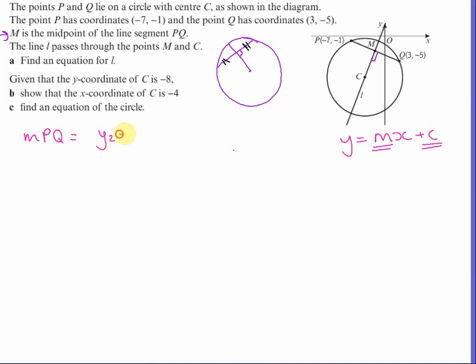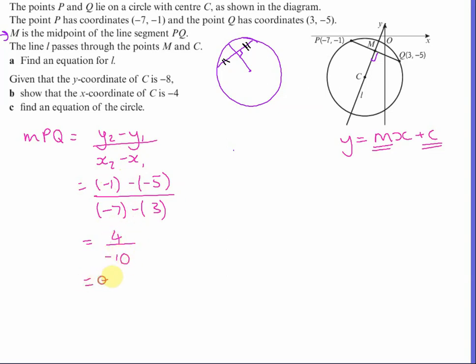So let's write the formula, y2 minus y1, change in y, over the change in x. And I'm going to go left to right, so I'm going to go minus 1 minus 5 over minus 7 minus 3. So what is that? Minus 1 plus 5, well, that's got to be a 4 over minus 10, which is minus 2 over 5. Lots of people keep the minus as a denominator. That's really naff. A positive divided by a negative is a negative, so put that in front.